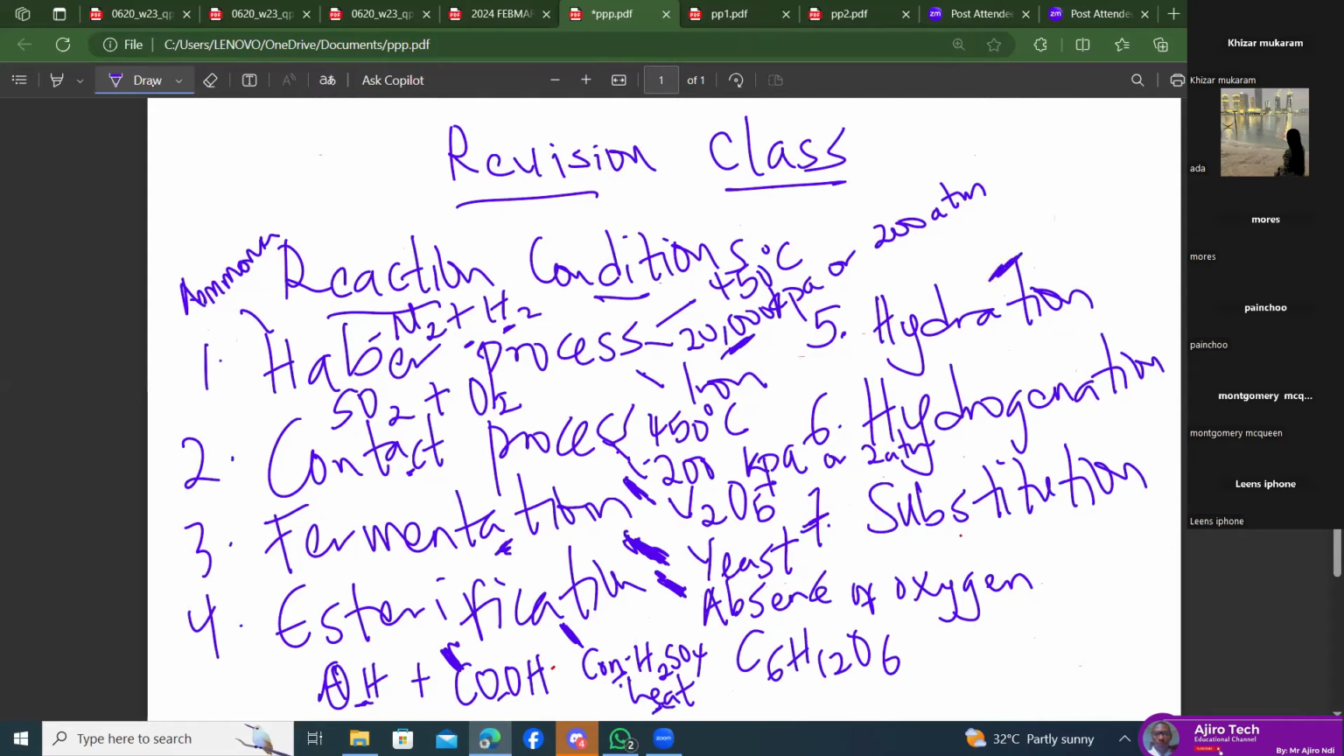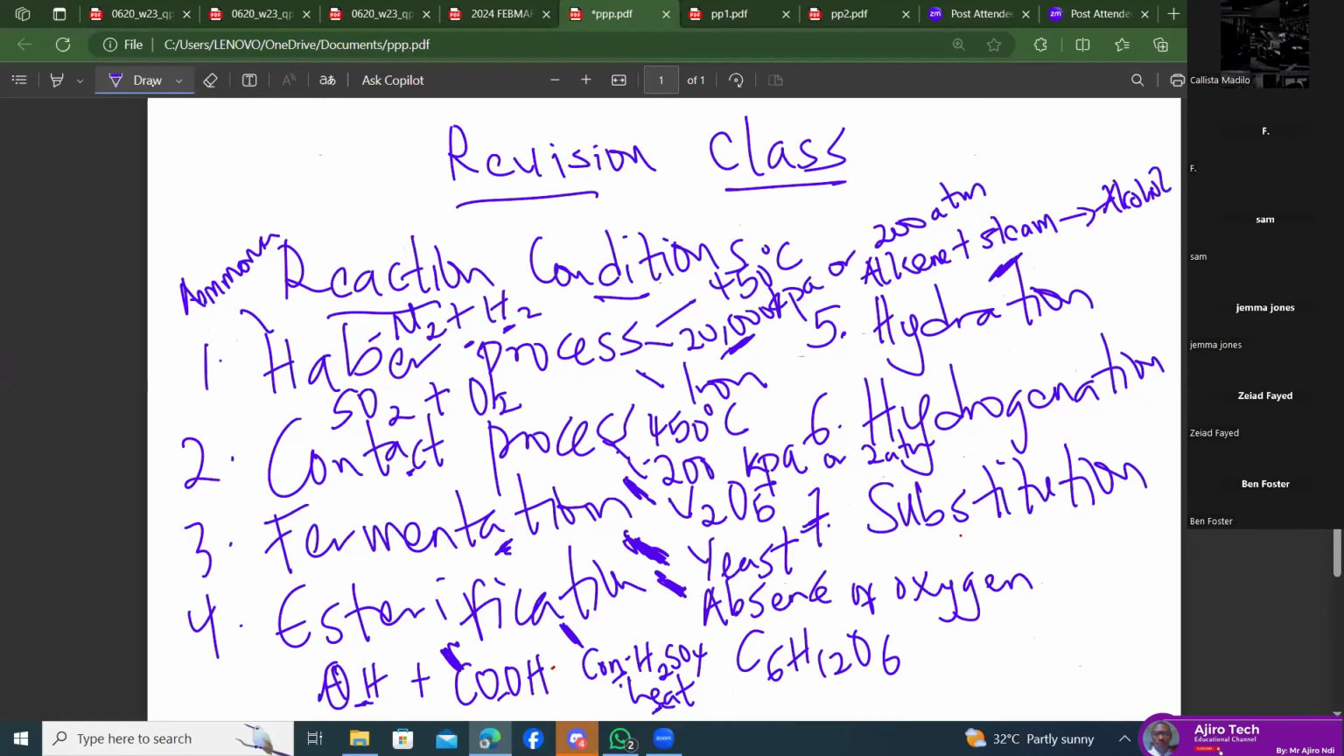Okay, hydration. Hydration simply means adding steam to an alkene. So when you add steam to an alkene, you're going to form an alcohol. All right, so what you simply need for the hydration reaction is a catalyst, an acid, which is phosphoric(V) acid. Phosphoric(V) acid, H3PO4, is needed for this reaction.